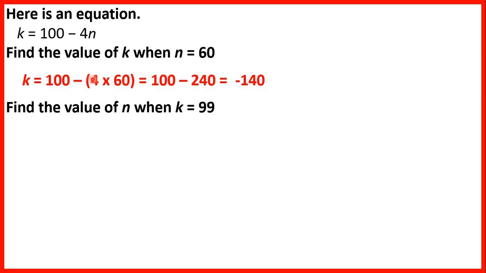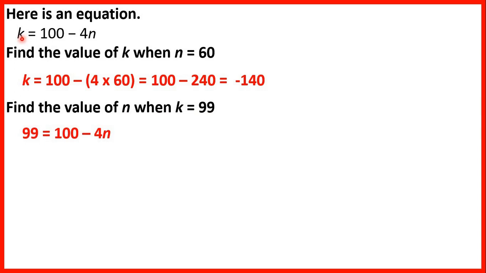Now notice here, in my working out, I wrote brackets around 4 times 60. So if we have 100 minus 4n, we don't want to do 100 minus 4, so 96, and then multiply by n. If we have a number and a letter next to each other, we need to deal with that first. Now, find the value of n when k equals 99.